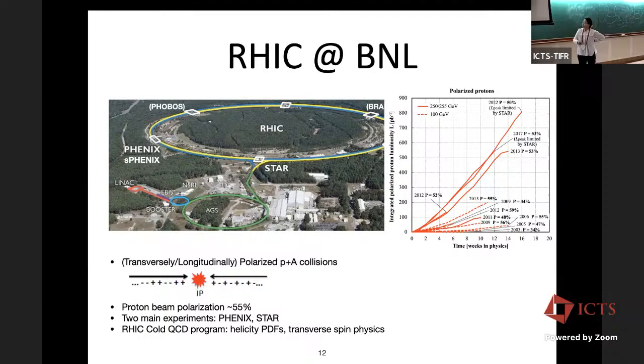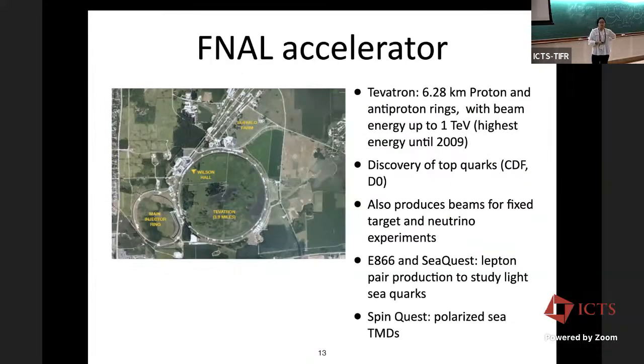There was a question yesterday, I think, about when you have the polarized beam, how can you actually measure it? I don't know if it was addressed during the discussion, but we'll talk about this more later when we talk about the results from RHIC. It has proton beam polarization up to 55%. There are two main experiments, PHENIX and STAR, that took data for more than 10 years for both transverse and longitudinal spin structure.